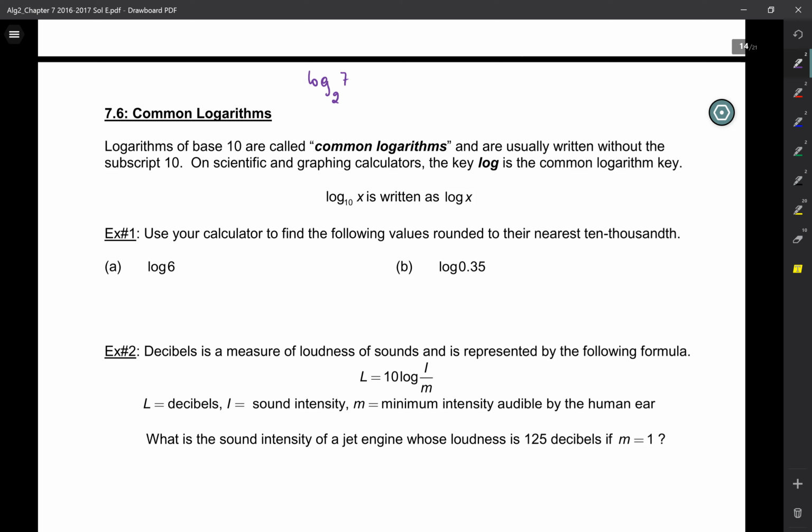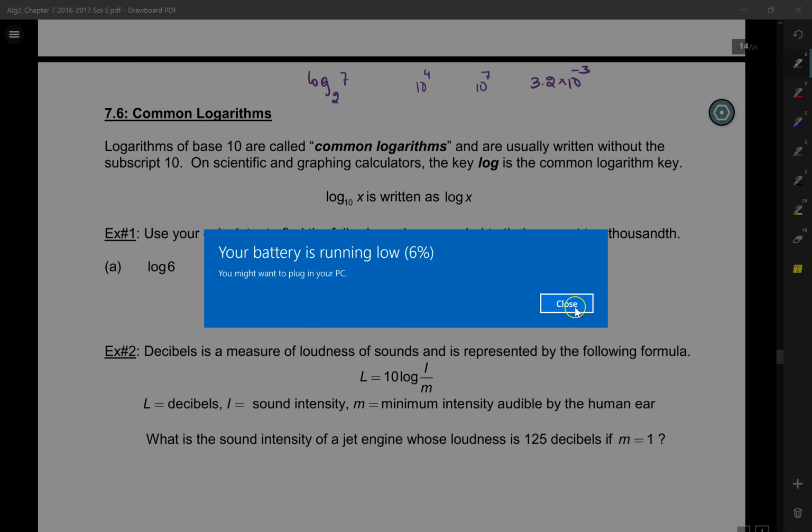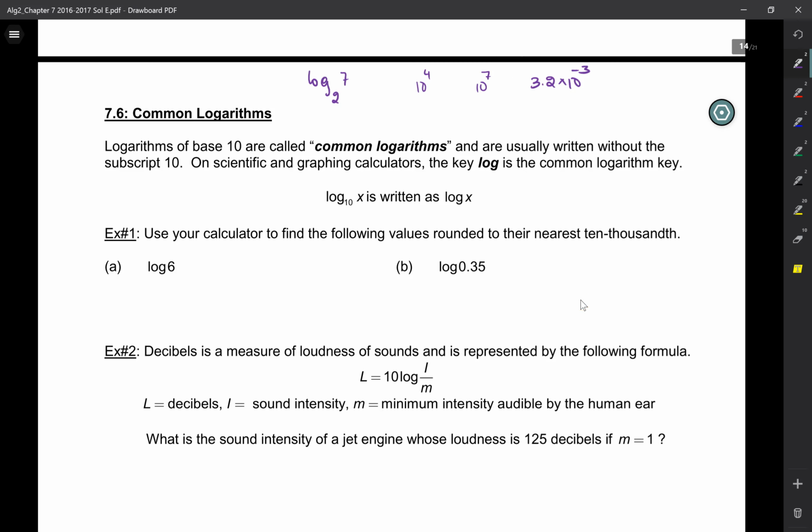Now, often in math, we see something times 10 to the power of a number, right? 10 to the power of 4, 10 to the power of 7, 3.2 times 10 to the power of negative 3. How often do we see all that? Very often. So when the base is a 10, we call that a common logarithm, okay?